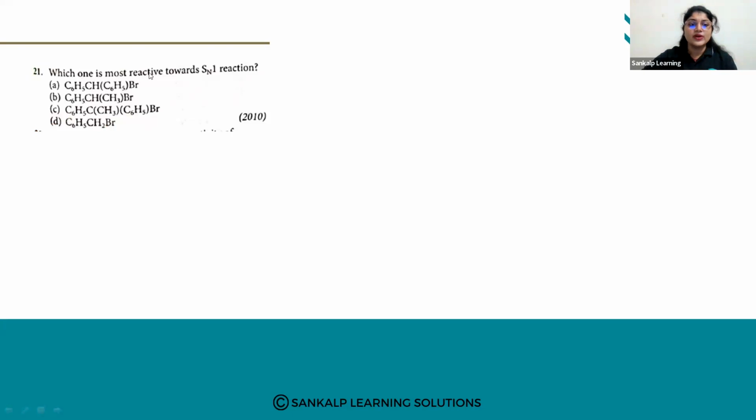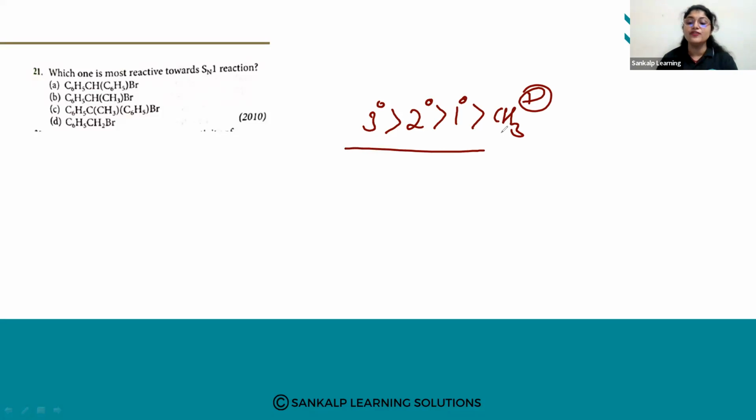Which one is most reactive towards SN1 reaction? You can tell me which among the following. SN1 reaction means what? For SN1 reaction, the most stable is the formation of a carbocation. The stability of tertiary will be more than secondary, then primary and methyl carbocation. For SN1 reaction, consider the four compounds and see which will show the highest stability of carbocation.